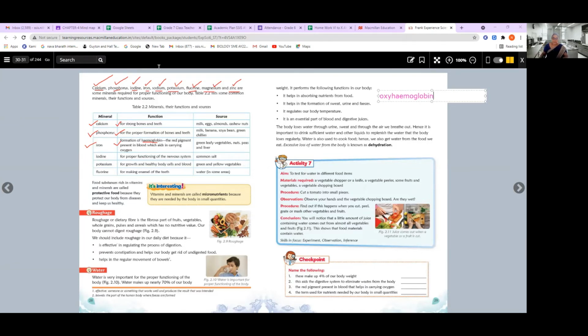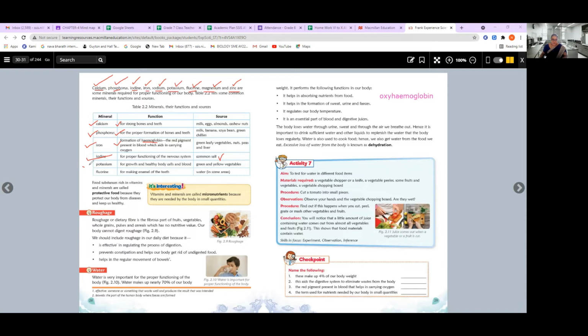Okay. Next, coming to iodine. Iodine helps in the proper functioning of the nervous system. What do you mean by nervous system? It includes our brain and spinal cord. Okay, common salt. The only source of iodine is the common salt. We can see that advertisement. Iodized salt. Yes or no? Like crystal. So iodine is very important for the functioning of our nervous system.